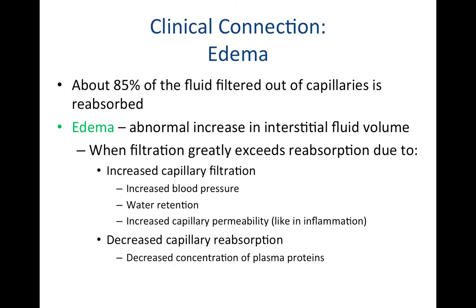You could also have decreased capillary reabsorption. If filtration is just fine, but you're not taking enough fluid back in on the venous end, then you will have more interstitial fluid as a result. This could be due to a decreased concentration of your plasma proteins. If you don't have enough protein in your diet, for example, if you are severely lacking in protein, you don't have the ingredients to make plasma proteins. That decreased plasma protein level is going to cause your blood colloid osmotic pressure to go down also. And if blood colloid osmotic pressure goes down, then capillary reabsorption goes down.